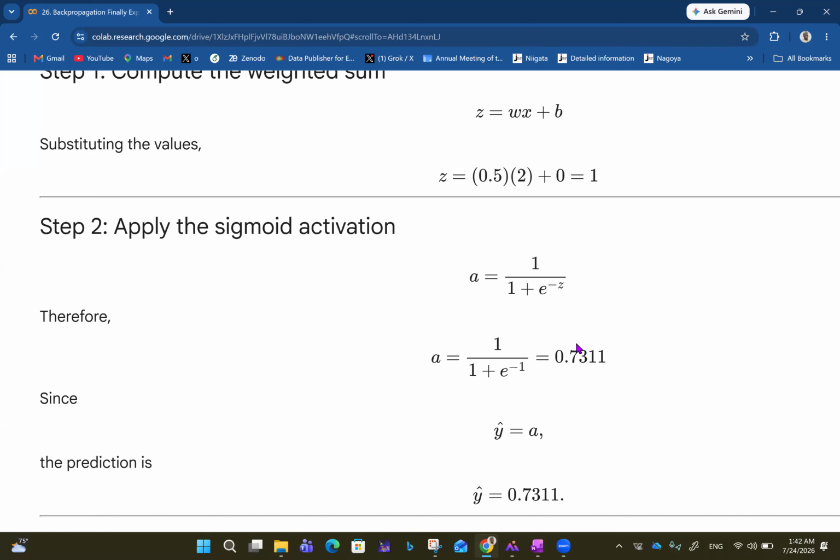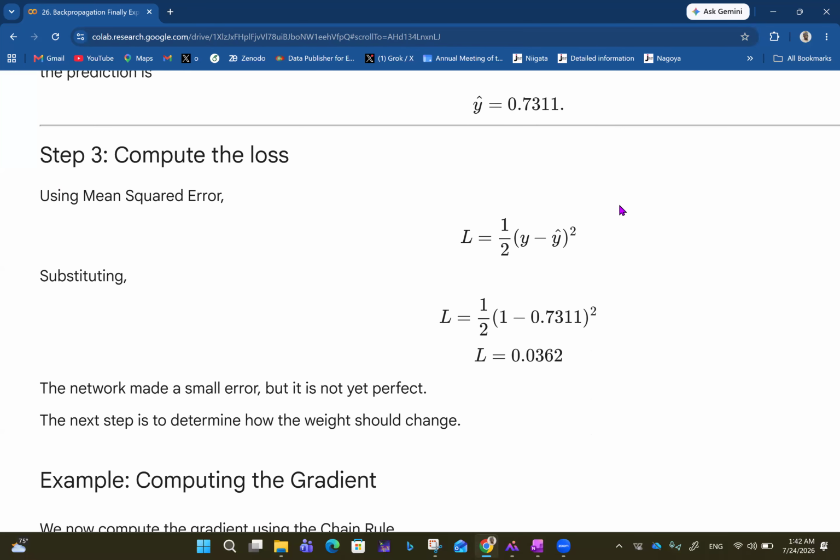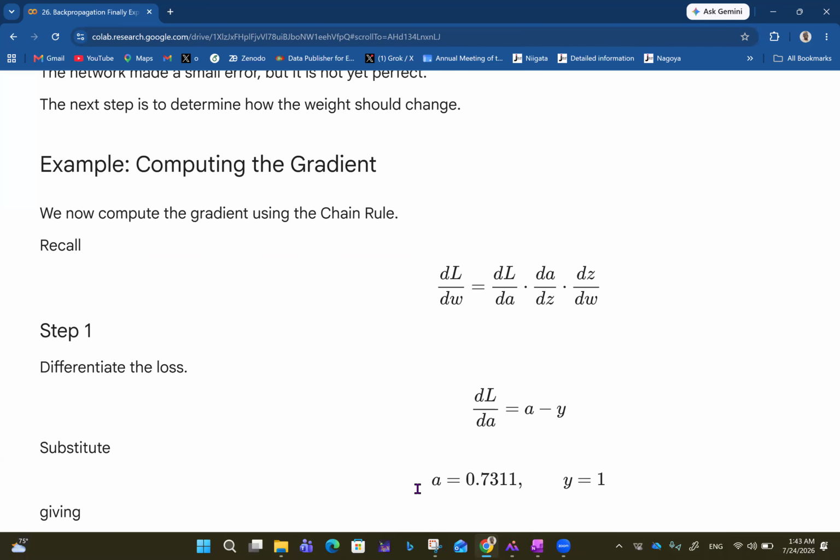Since y cap is now a, the prediction y cap is 0.7311. But the target, if you remember, is 1. So we compute the loss between what we have got and 1, using the mean squared error. L is 1 over 2 (y minus y cap) squared. Substituting, L is half times (1 minus 0.7311) squared, which gives 0.0362. The network made a small error, but it is not yet perfect; it can be better. So the next step is to determine how the weight should change. That is where the learning happens.